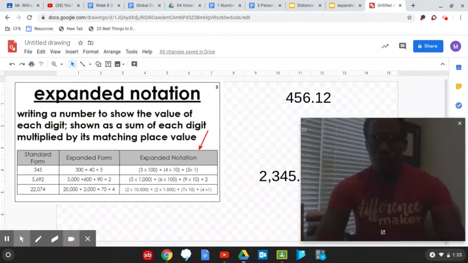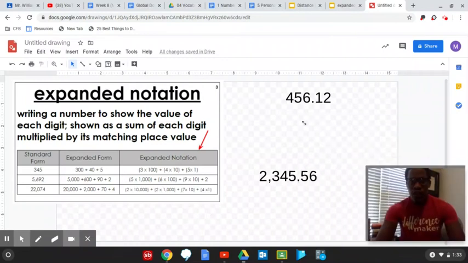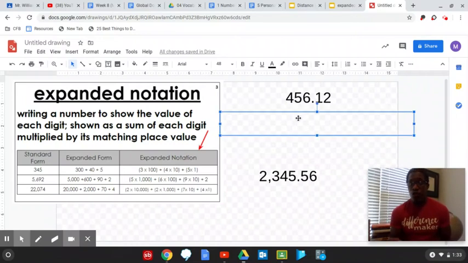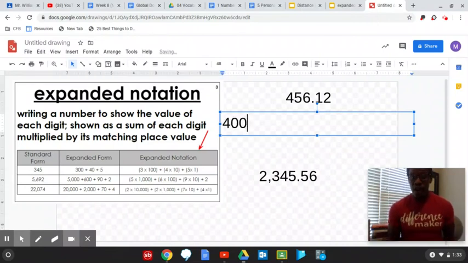So let's look at this first number I have, 456.12. What place value is that 4 in? Very good. That 4 is in the hundreds place, so it has a value of 400. What is the value of that 5? Excellent. That 5 has a value of 50 because it's in the tens place. What is the value of the 6? The 6 has a value of 6 because it's in the ones place.